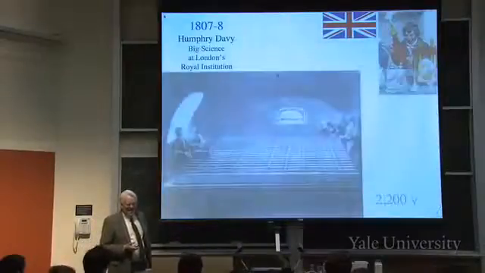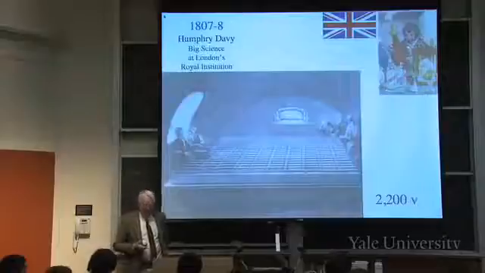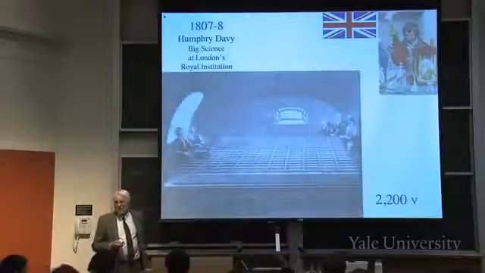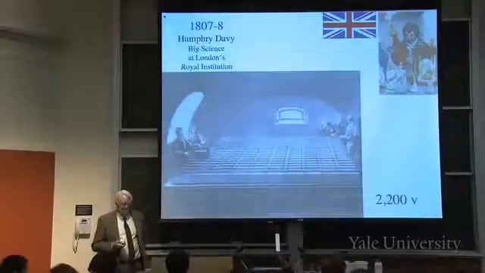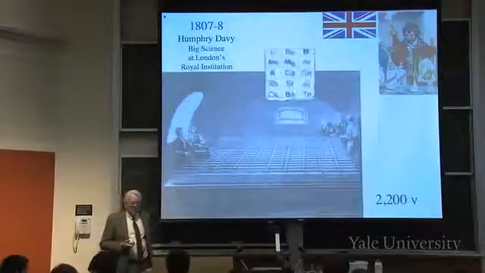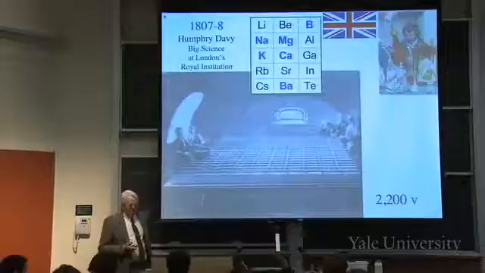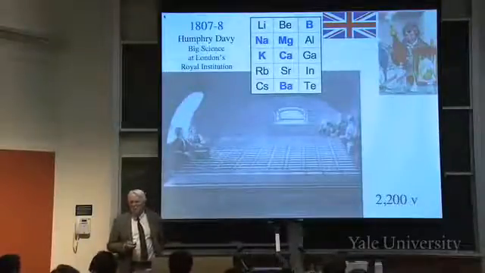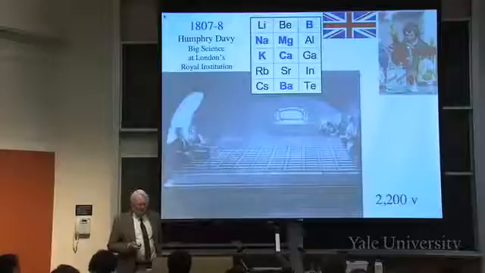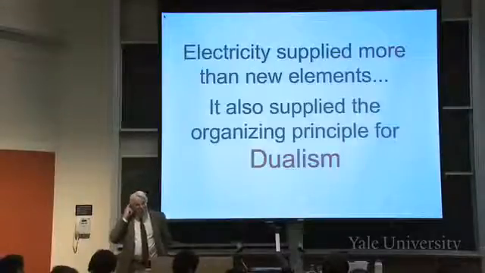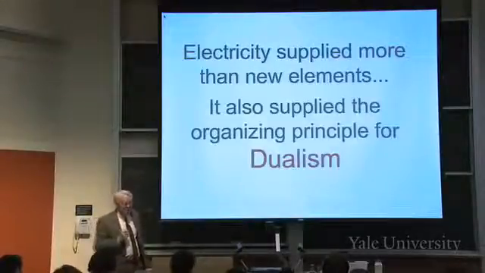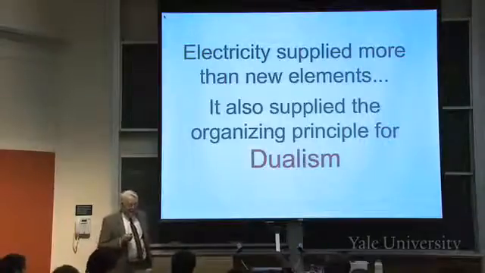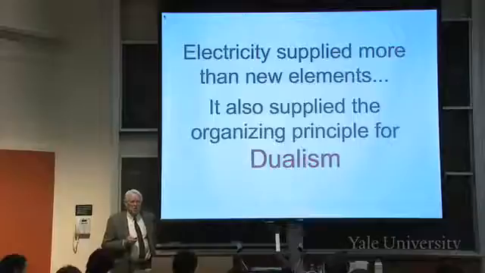Okay, so that was the end of the French competition with Humphrey Davy, but Davy himself built one with 1,000 plates, so 2,200 volts, and with this he was able to prepare a bunch of elements. In addition to sodium and potassium, boron, magnesium, calcium, and barium were all due to Sir Humphrey Davy. But that wasn't really the most important thing for chemistry. It supplied more than new elements. It supplied an idea. And the idea was the organizing principle for what was called dualism.